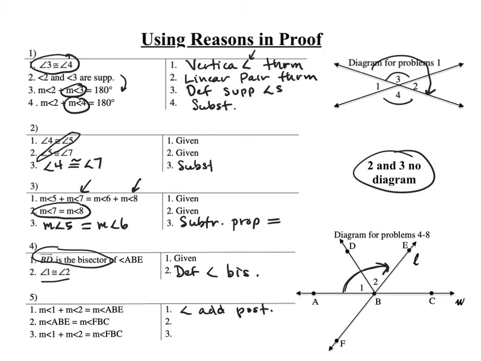The measure of ABE, so that's this one here, is congruent to FBC. That's this one here. Well, it may not be obvious, but those are vertical angles. That's the vertical angle theorem. Angles formed by intersecting lines. So then what they did is they took ABE and replaced it with FBC. That's the substitution property.